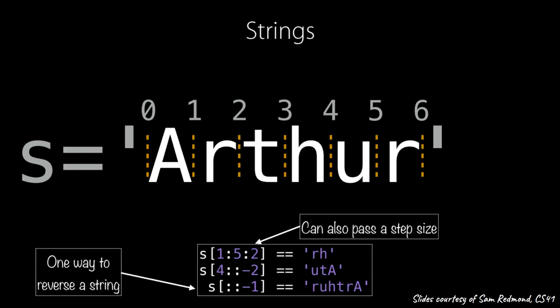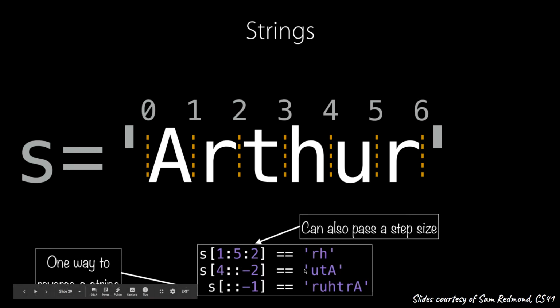Okay, so going back to your question. One thing we can also do is pass in a step size. So this is going to tell us, I'm going to start at 1 and end at 5, but I want to just step by every other. So once I've gotten this one, I want to go 2 indices over. So start at 1, go over 2. That'll give us H. And then go over 2 again. Oh, we're past 5. We've got to stop.